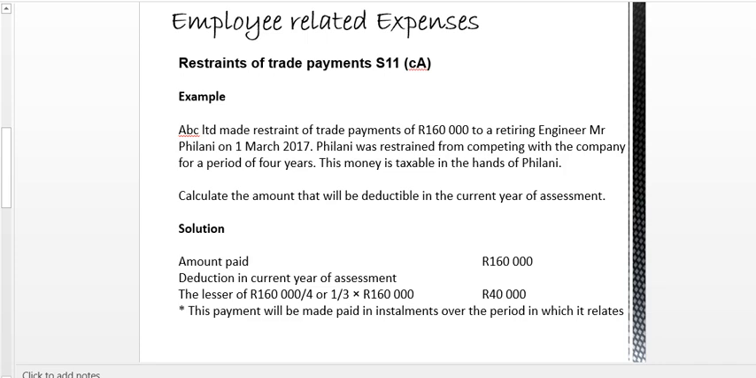Okay, so just a quick example. ABC Limited made a restraint of trade payment of 160,000 to a retiring engineer, Mr. Pilani, on the 1st of March 2017. Pilani was restrained from competing with the company for a period of 4 years. This money is taxable in the hands of Pilani. So calculate the amount that will be deductible in the current year of assessment. So firstly, what was the amount paid?